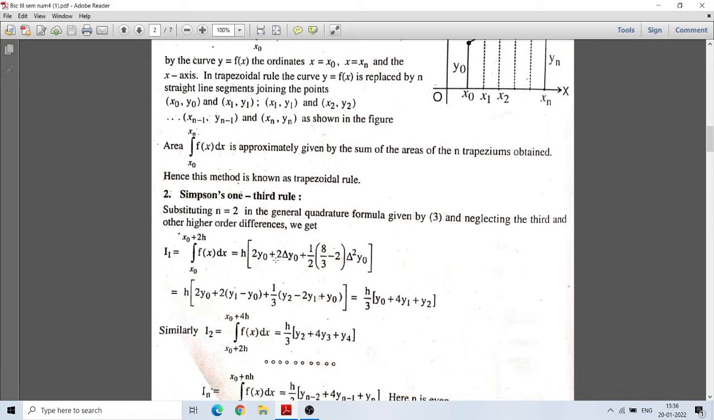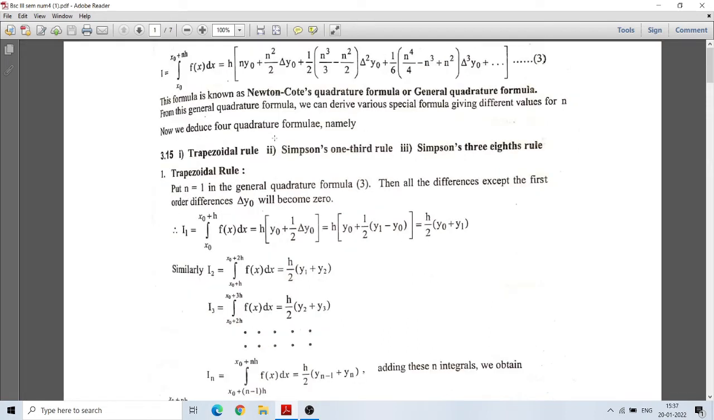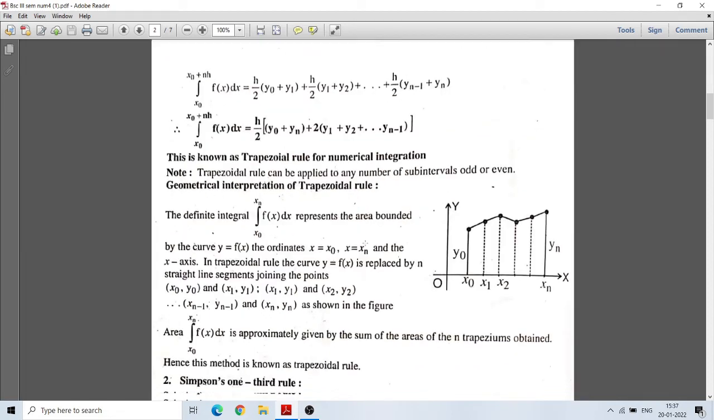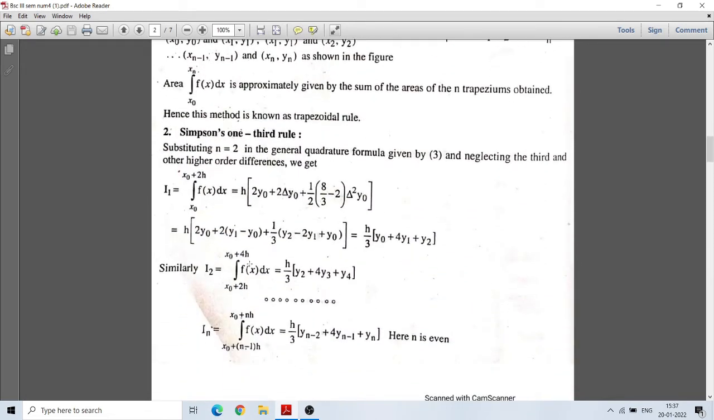How will we get this one? In the quadrature formula, put n is equal to 2 and we consider only two terms. Then we get I1 is equal to the integral over the limit x naught to x naught plus 2h of f of x dx, equals h times 2y naught plus 2 delta y naught plus 1 by 2 (8 by 3 minus 2) delta square y naught.